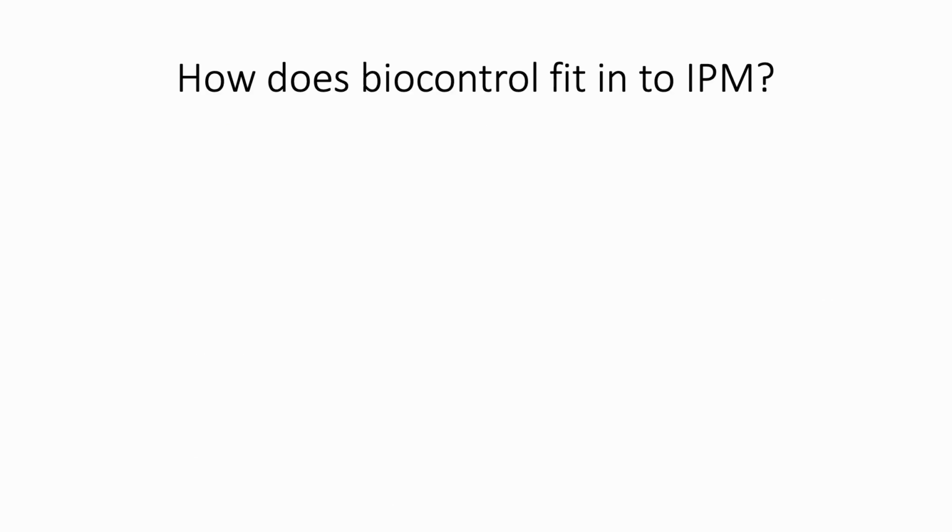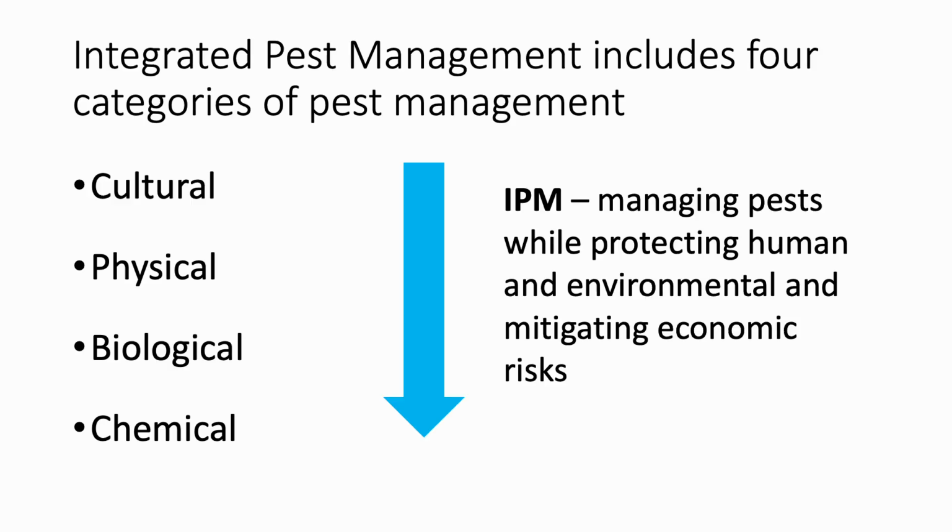You also might be wondering, how does biocontrol fit into integrated pest management, or IPM? The goal of IPM is to manage pests while protecting human health, the environment, and the financial bottom line. We often talk about four categories of pest management tools that are part of IPM: cultural, physical, biological, and chemical. Practicing good IPM often involves starting with cultural or physical pest management strategies to prevent pest problems in the first place. Biological and chemical controls may be used if cultural and physical control strategies are not sufficient alone.